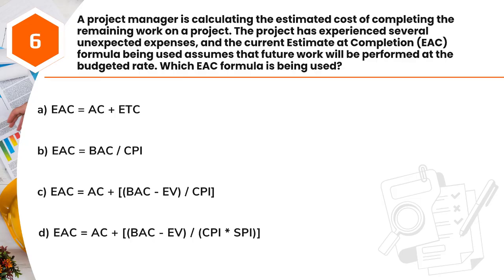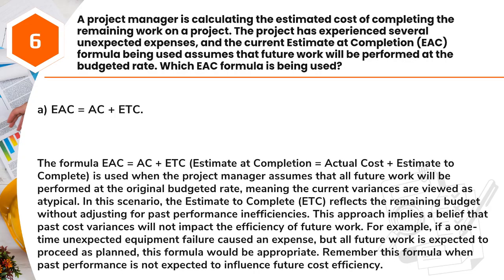A. EAC equals AC plus ETC. B. EAC equals BAC/CPI. C. EAC equals AC plus (BAC minus EV)/CPI. D. EAC equals AC plus (BAC minus EV)/(CPI*SPI). Answer: A. EAC equals AC plus ETC.